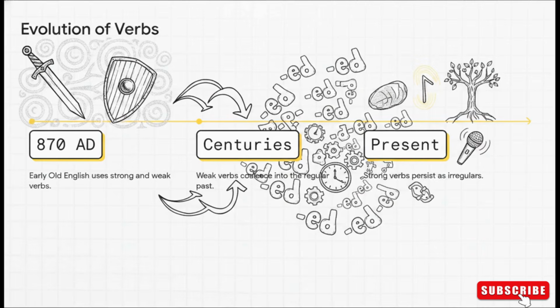But the strong verbs, they persisted. They are literal historical survivors derived from Proto-Indo-European root vowel alternations, which linguists call ablaut formations. So when you say went instead of goed, you're actually speaking a piece of ancient linguistic history.